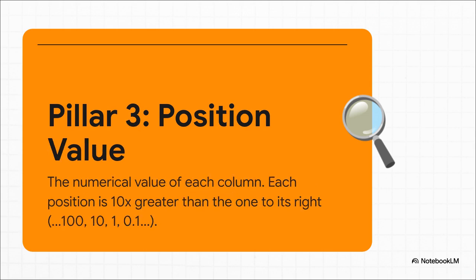And this leads us right into pillar 3, the position value. This is the actual numerical worth of each of those columns, of each of those families. And it always follows one simple rule. It's a base 10 system, meaning every position is 10 times bigger than the one to its right. So you have the ones column, the tens column, the hundreds, and on the other side, the tenths, the hundredths, and it goes on forever in both directions.